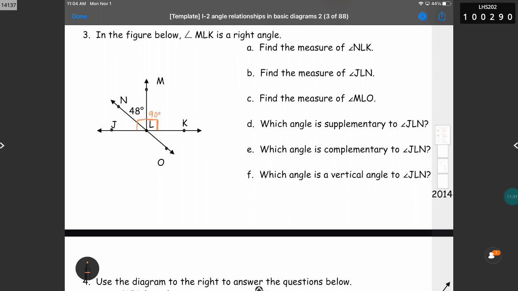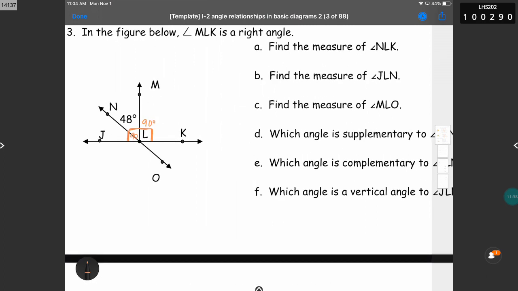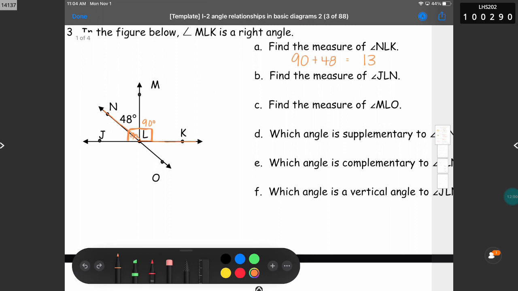Find the measure of NLK. Do 180 minus 48? No. 90 plus 48 is the only way I can find this one right now. 90 plus 48 is 138. Oh, sorry, I was subtracting in my head for some reason. 138, that is correct.